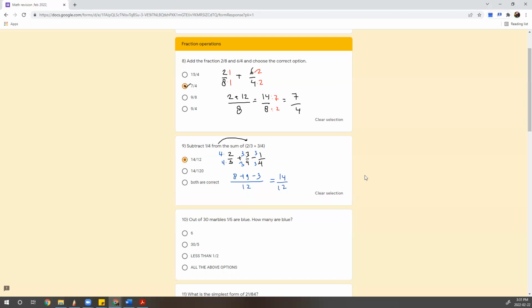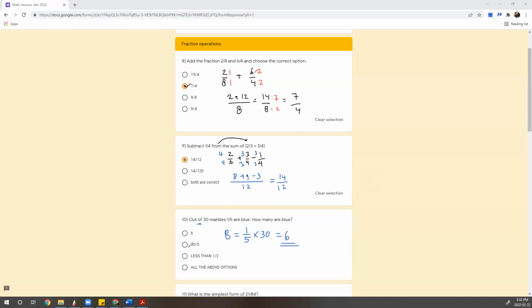Okay, now out of 30 marbles, 1 over 5 are blue. So 1 over 5 of 30 marbles are blue. So the blue colored is 1 over 5 of, which means multiply times 30. Okay. So how many are blue? 6, or 30 over 5.